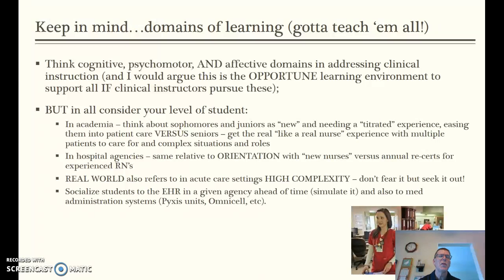Anyway, but in all, consider your level of student. In academia, of course, that whole notion about where are they? How ready are they for any given clinical environment? So we need to appreciate and understand the difference between a junior level student, I would argue between a first versus second semester junior level student, after they've had some clinical exposure, versus seniors, of course, and then relative to novice nurses, new nurses at orientation. And two, how do they progress? How ready are they for the real thing, so to speak? And that influences such things as how long should their orientation be and how intense.